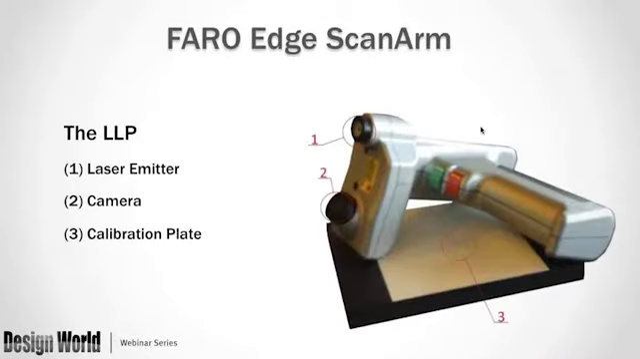In close-up, the LLP looks like a spare handle that you switch out as desired with the regular handle on your FARO Edge arm. The laser emitter is a known baseline distance from the camera and is also at a known angle, allowing for easy triangulation of the coordinates for the points captured. The calibration plate allows the operator to simply establish the orientation and position of the laser line probe relative to the FARO arm.